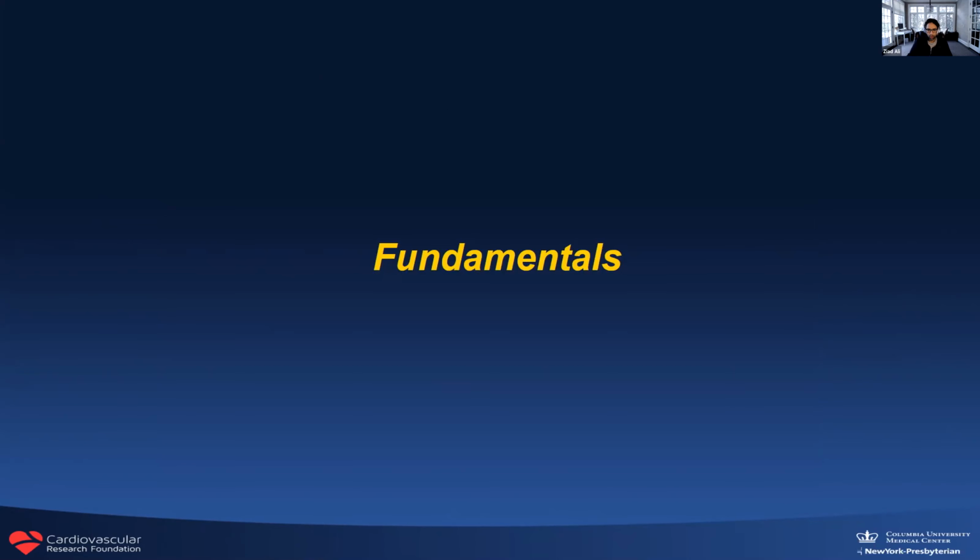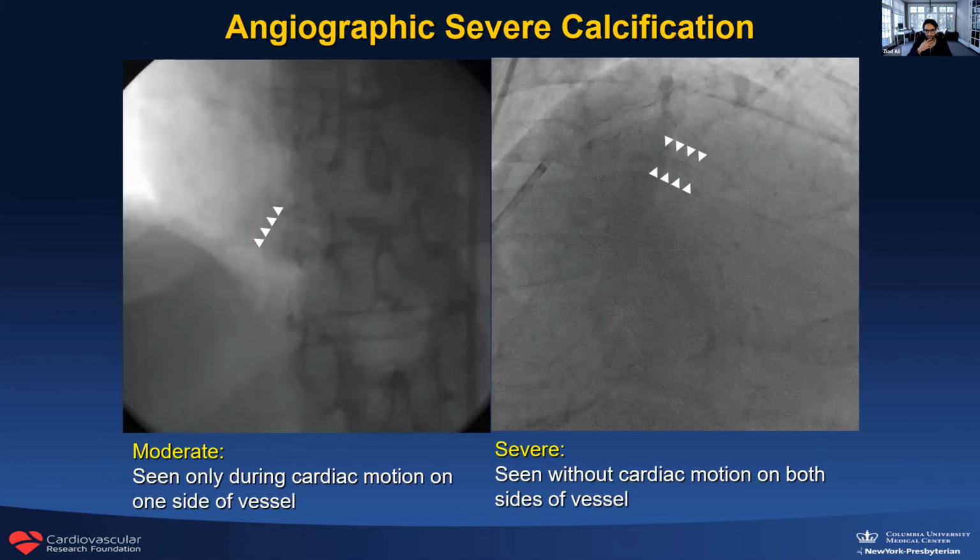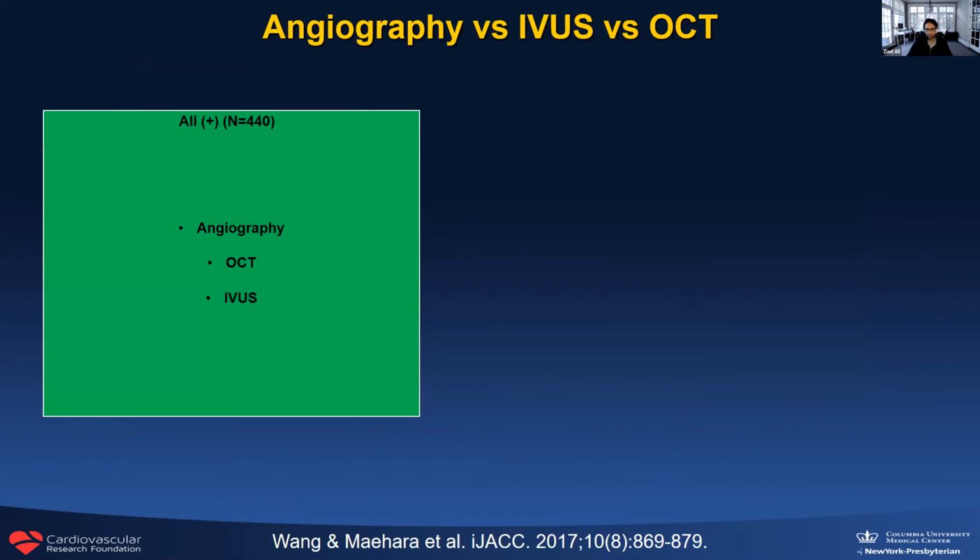So there's nothing better than going through the fundamentals at the beginning of a lecture. So let's start with the fundamentals. The first thing are some of the definitions that you should understand that we see on a day-to-day basis. Moderate calcification is by angiography defined as that seen only during cardiac motion on one side of the vessel. On the contrary, when you can see it without cardiac motion on both sides of the vessel, this tram-tracking appearance is the angiographic diagnostic criteria for severe calcification.